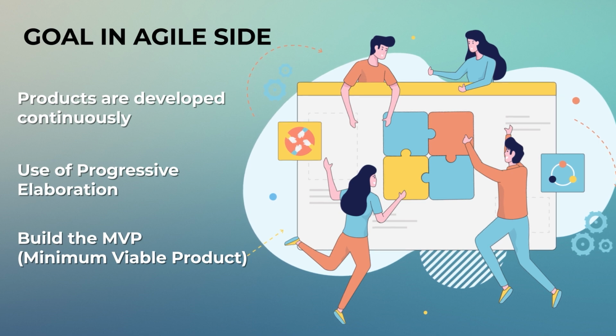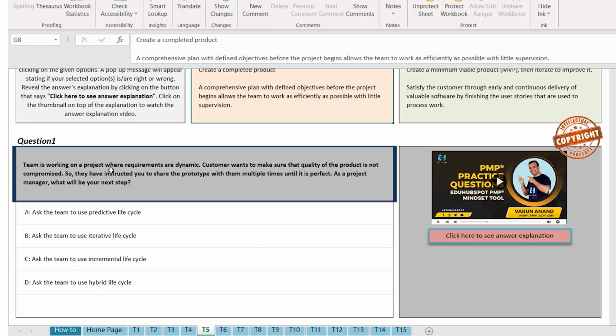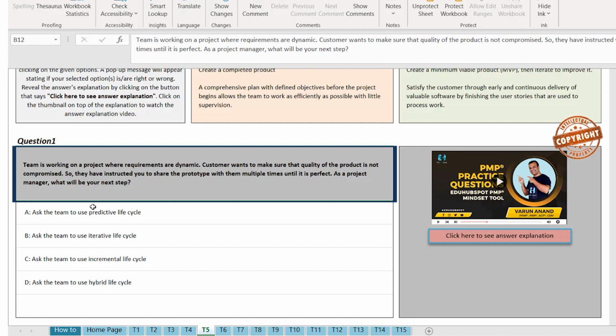Okay, let's quickly do a question. The team is working on a project where requirements are dynamic. Dynamic means changing, which means you're going to use an agile implementation basically. The customer wants to make sure that the quality of the product is not compromised. So quality is not compromised, that's another keyword. They have instructed you to share the prototype with them multiple times until it is perfect. As a project manager, what will be your next step?